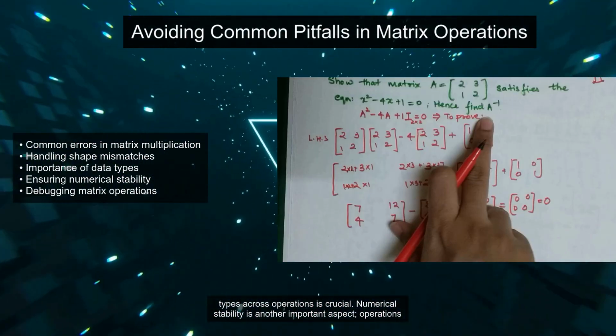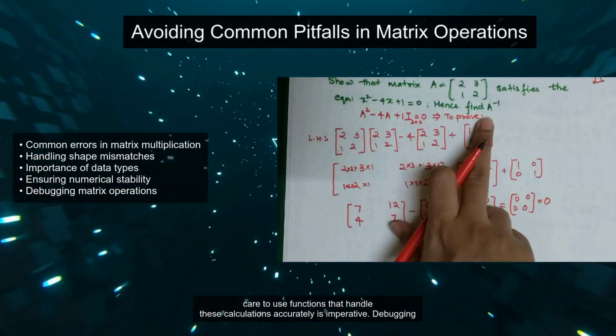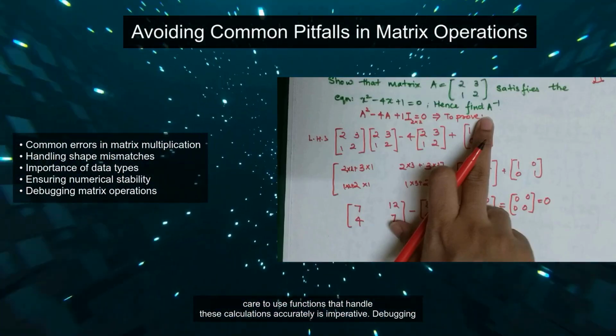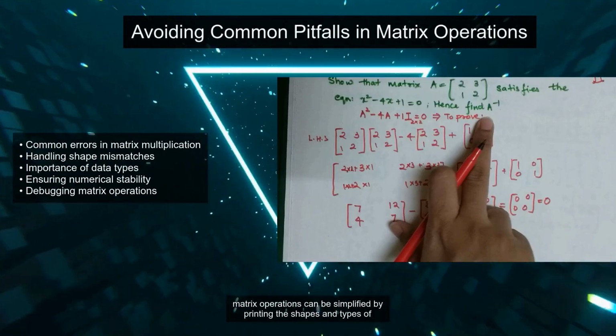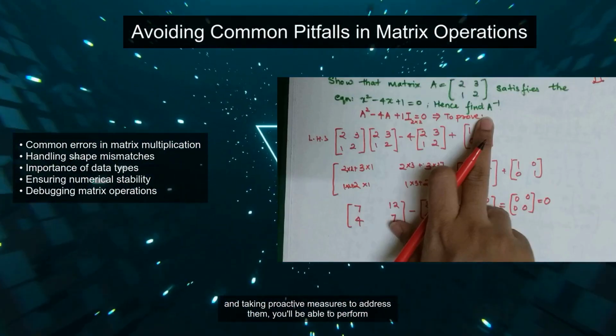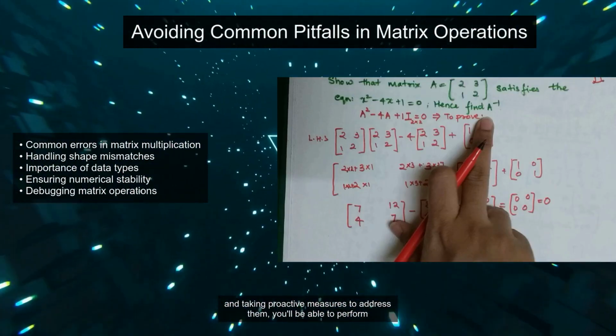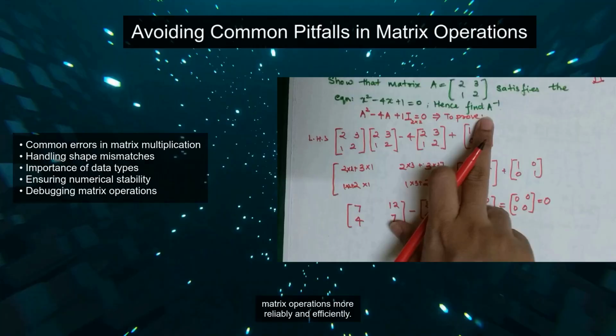Numerical stability is another important aspect. Operations involving large numbers or high precision can lead to floating point errors. Taking care to use functions that handle these calculations accurately is imperative. Debugging matrix operations can be simplified by printing the shapes and types of your arrays before performing operations. By being aware of these common pitfalls and taking proactive measures to address them, you'll be able to perform matrix operations more reliably and efficiently.